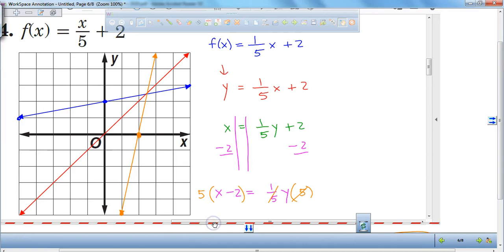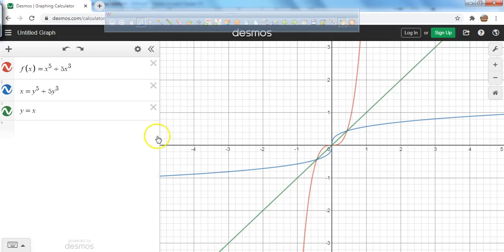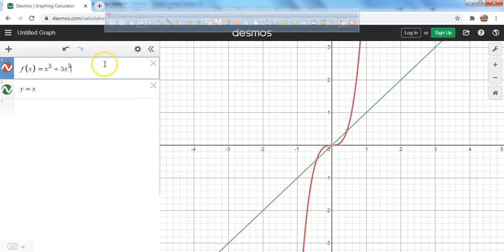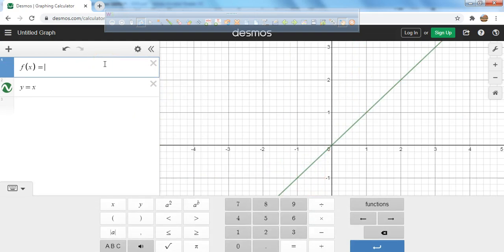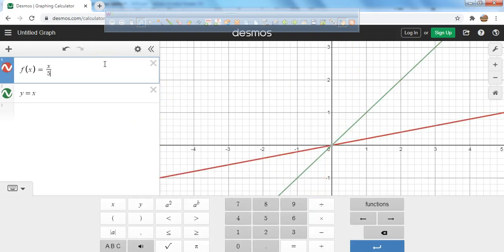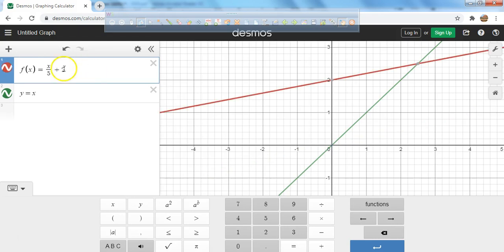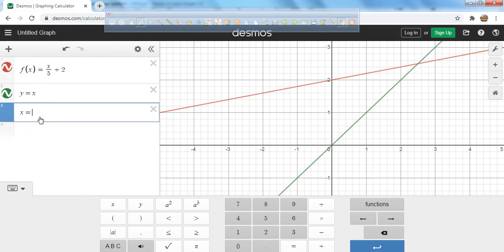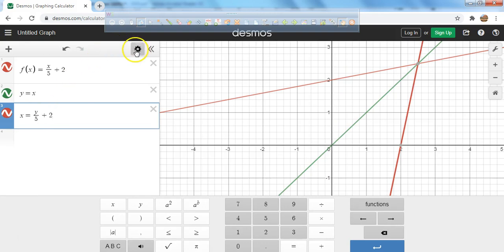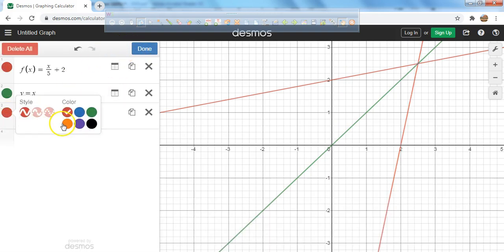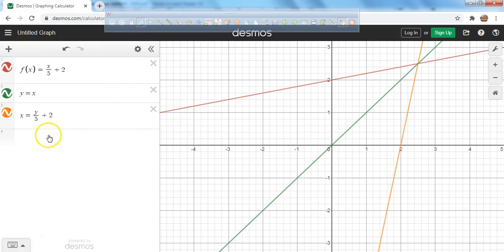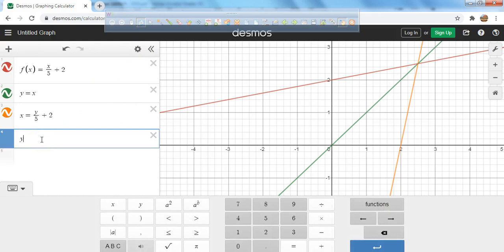Now you can still use Desmos on this if you want. All right, so we'll go over here to Desmos. Let's type in exactly as it appears: x over 5 plus 2. Now what did I say you could do? You could say x equals y divided by 5 plus 2. I'll change the color to orange, because we had ours in orange. And then, what did I say our inverse was? I said it was y equals 5x minus 10.